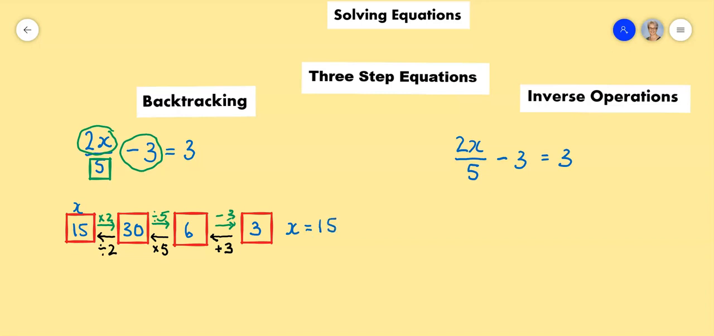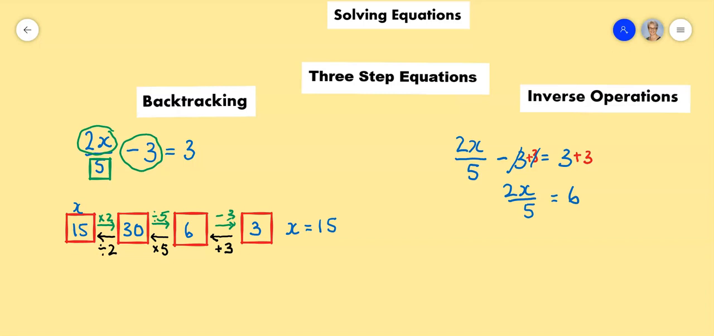Now let's do the same thing using inverse operations. Now we saw earlier that the first thing that we did to undo the equation was to plus 3. So this is what we're going to do with this equation. We're going to plus 3 to both sides of the equation. Now, minus 3 plus 3 will cancel out. So we have 2x over 5 is equal to 3 plus 3, which is 6.